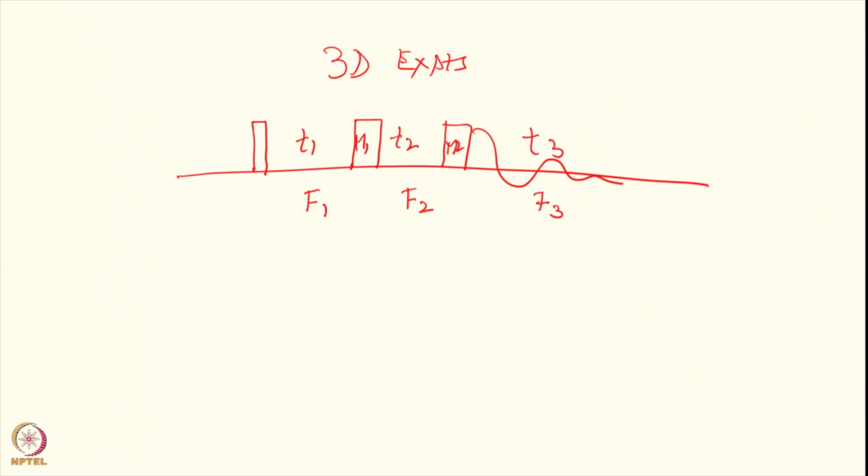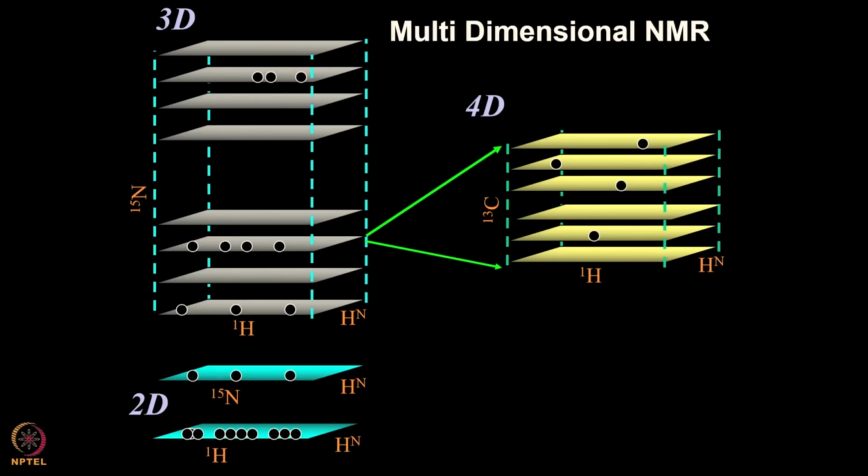And the benefit of this is schematically indicated in this slide. Let us see here, you have a 2D proton-proton spectrum, and at this point you have so many peaks. One particular amide proton is producing so many peaks at the same NH chemical shift. It is difficult to figure out where they are coming from.